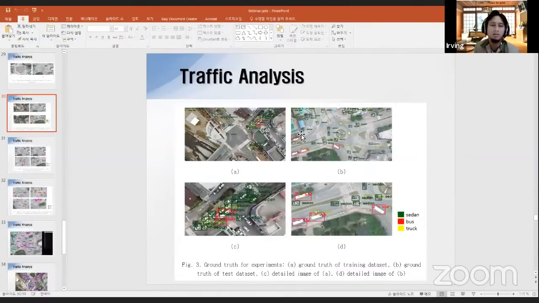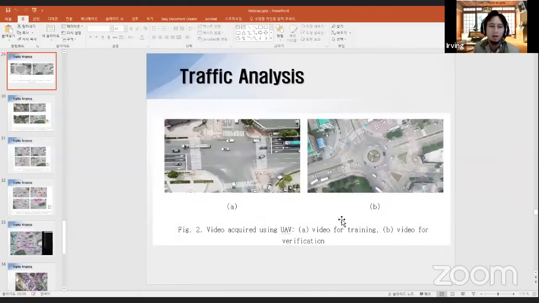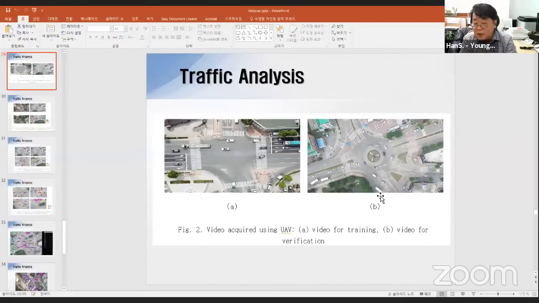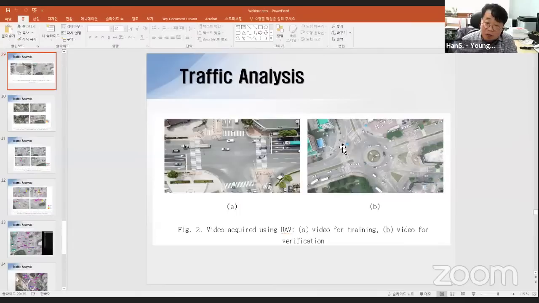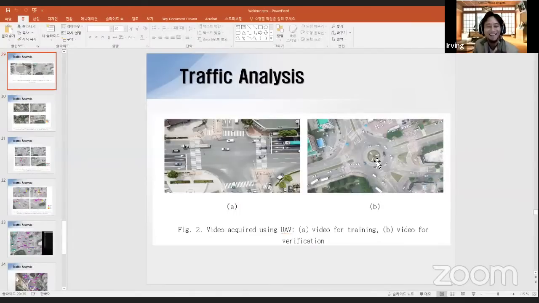I see. Is it possible to change the camera of the drone to get a better image? Yes, that is very helpful. But currently, in our research, that is the best quality of image from the drone. I see. Okay then.